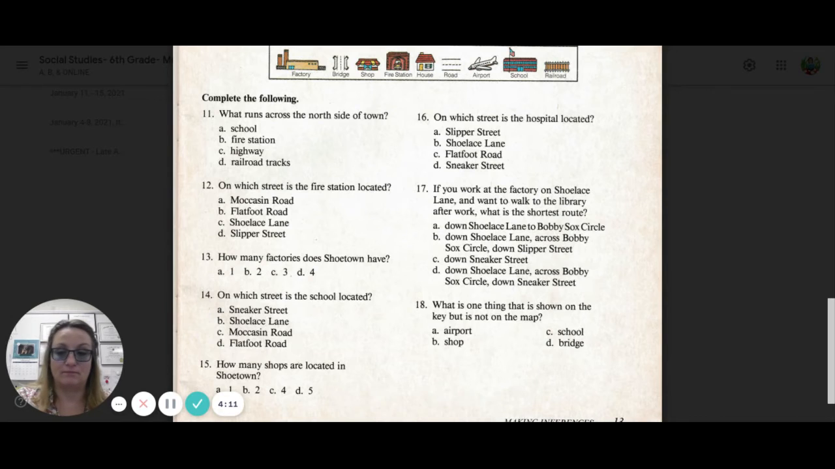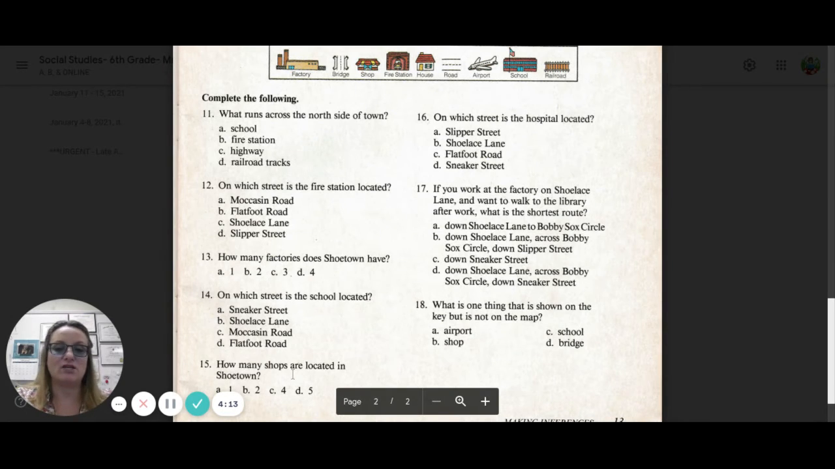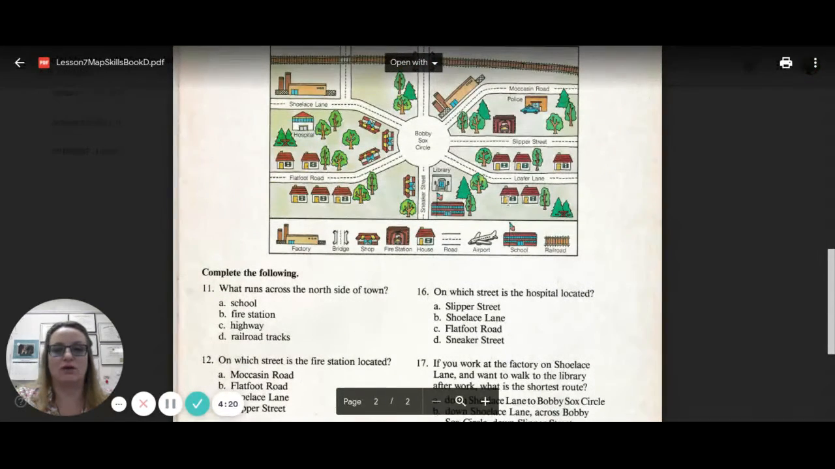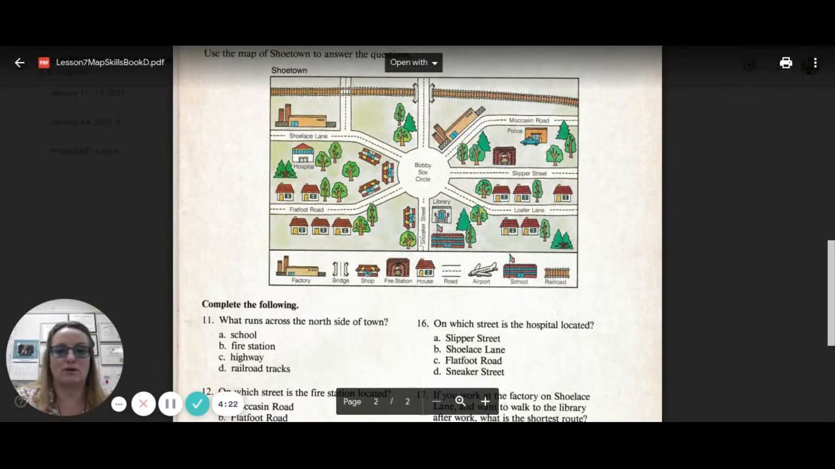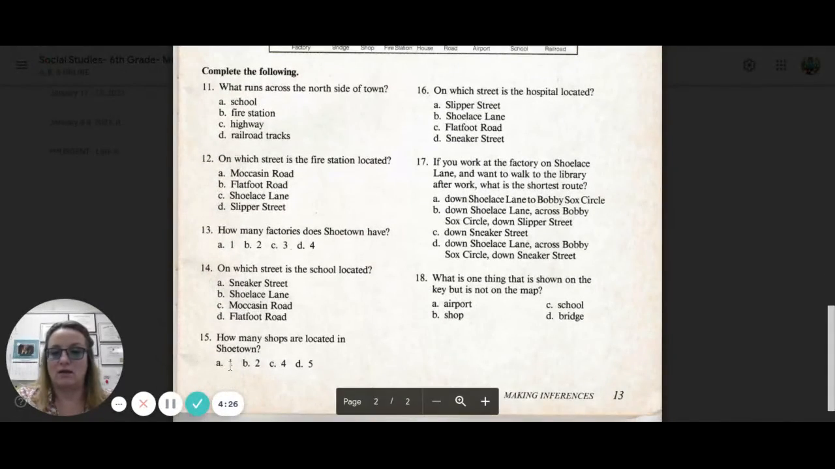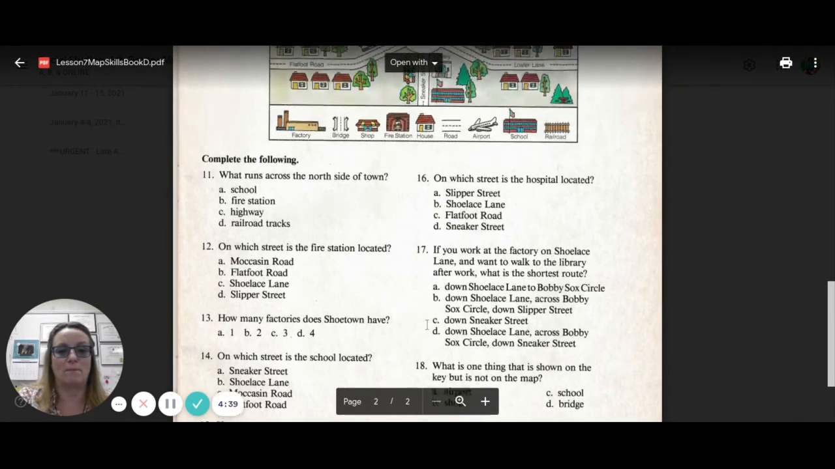Let's look at number 15. Number 15 says, how many shops are located in Shoetown? So we're looking at shops. This is what the shop looks like. So you're going to count how many of those you see up here. And then it's either going to be A, there's only one shop located in Shoetown, B, there are 2, C, there are 4, or D, there are 5. So circle the letter that stands for how many shops you would find in Shoetown.